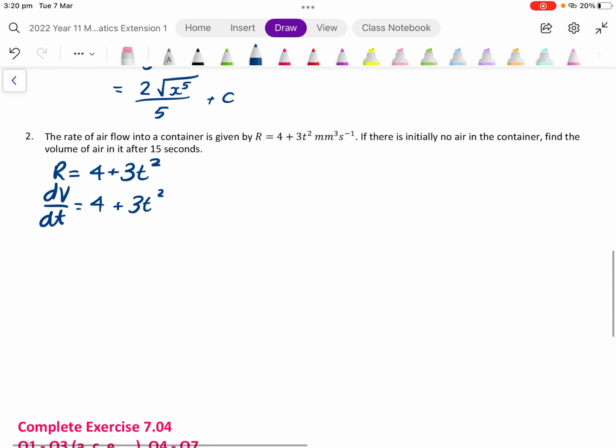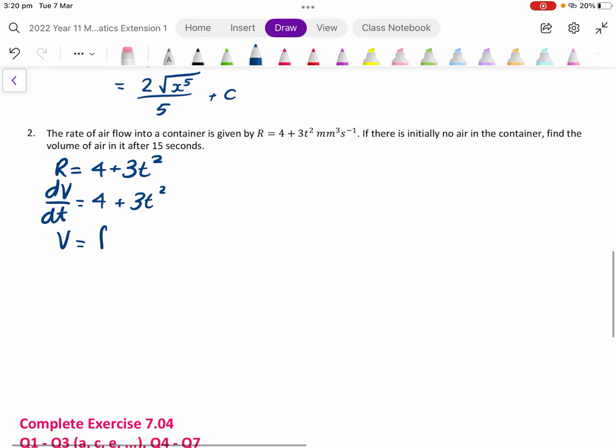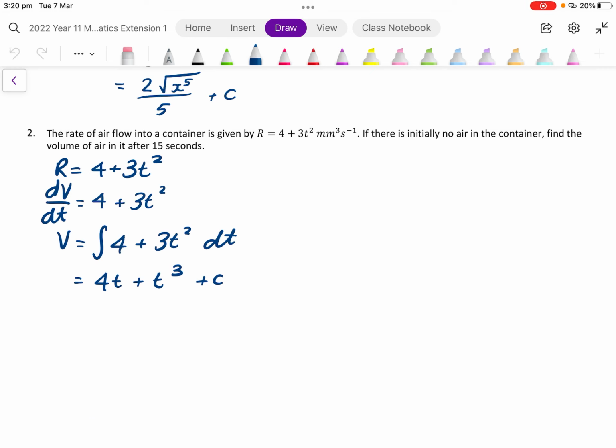So we want to do the antiderivative, which is the integral. So we'll have V equals the integral of 4 plus 3t squared with respect to t. What we then need to do is find the integral of this. The antiderivative of 4 is 4t, plus the integral of 3t squared is t cubed, and we need to add our c on at the end. Once we add our c on, we have that V equals 4t plus t cubed plus c.